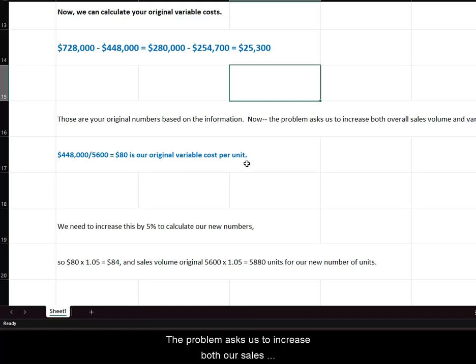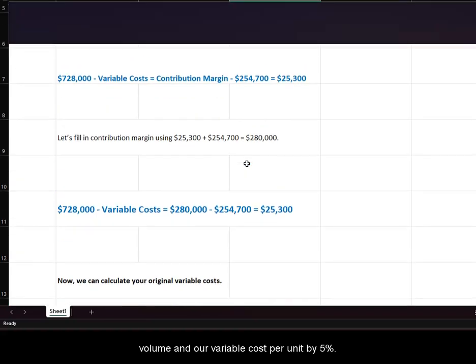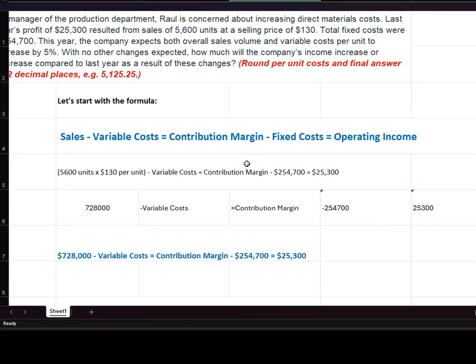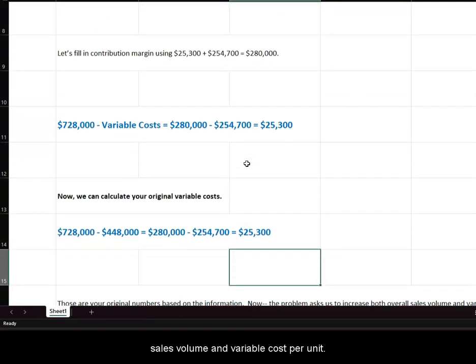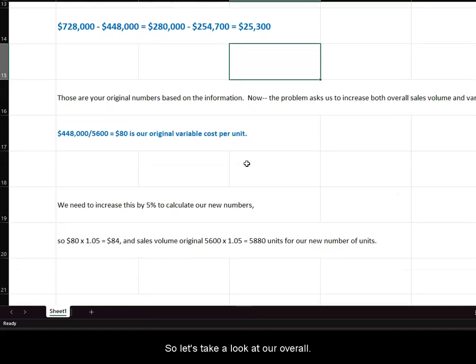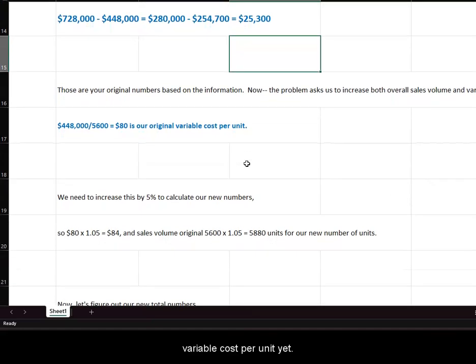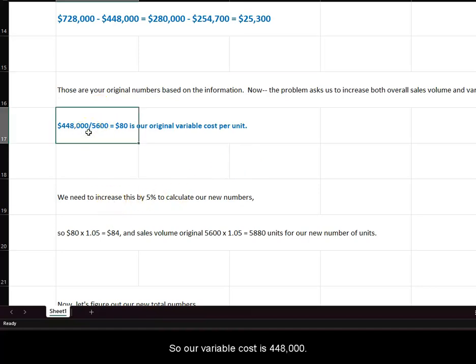The problem asks us to increase both our sales volume and our variable cost per unit by 5%. So it says we're going to increase both our overall sales volume and variable cost per unit. So let's take a look at our overall. Oh, we don't know our variable cost per unit. Let's look at our variable cost per unit. So our variable cost is 448,000. Our number of units is 5,600. So let's take our total variable cost divided by our number of units to get $80. That's our original variable cost per unit.